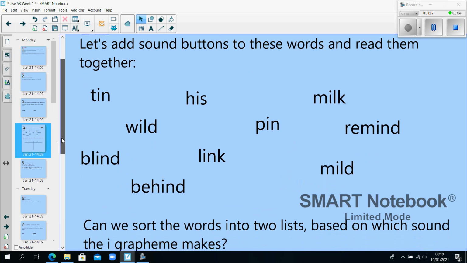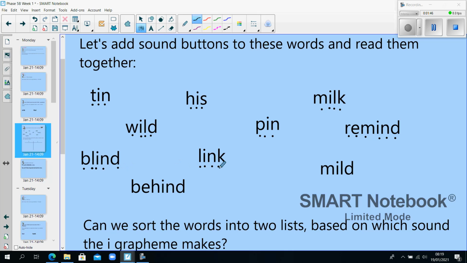Let's add sound buttons to these words and read them together. Pause your video here to do this. T-i-n, tin. H-i-s, his. M-i-l-k, milk. W-i-l-d, wild. P-i-n, pin. R-e-m-i-n-d, remind. B-l-i-n-d, blind. L-i-n-k, link. M-i-l-d, mild. B-e-h-i-n-d, behind.